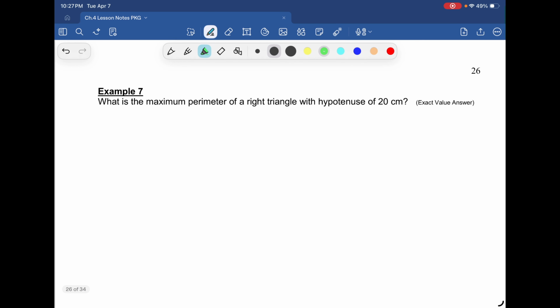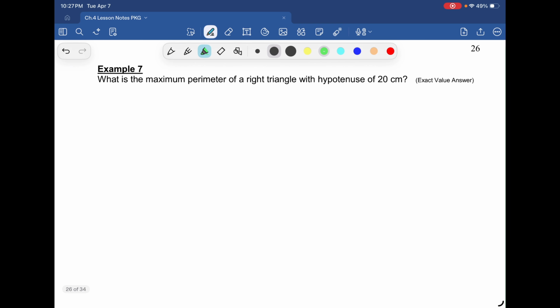What is the maximum perimeter of a right triangle with a hypotenuse of 20? Well, for this example, what we got to be thinking is it's basically just Pythag using the hypotenuse and then doing a derivative on that and testing to see what those x and y values become from there. So what is the maximum perimeter with this right triangle?